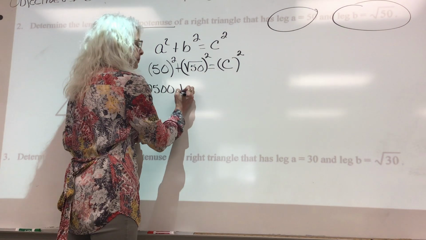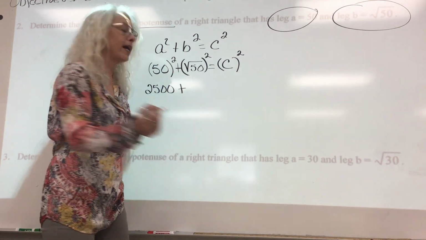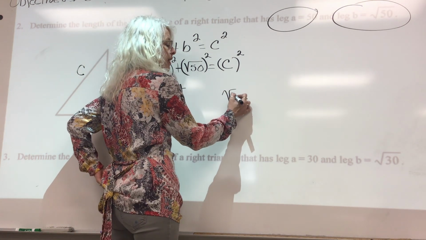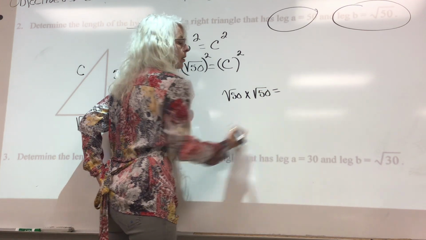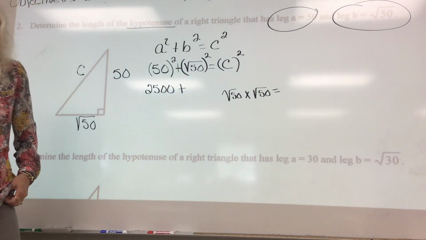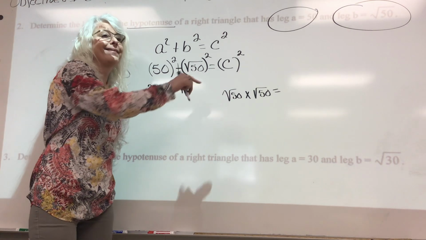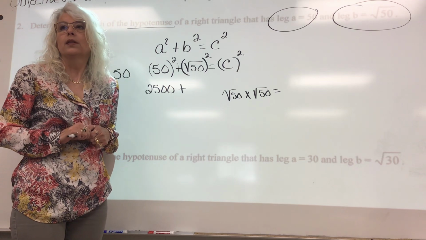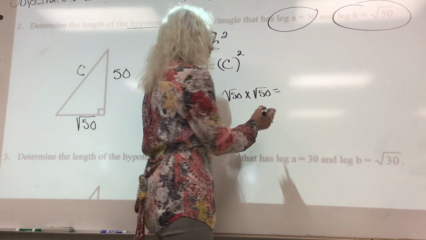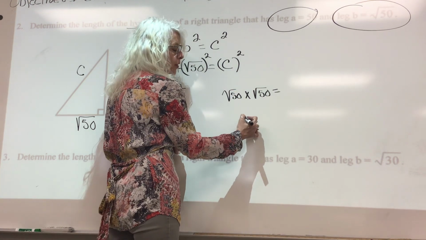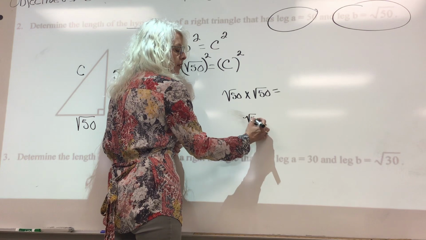Plus the square root of 50. So you can do this one of two ways. You can do the square root of 50 times the square root of 50. Put that in your calculator. Make sure you're closing your parentheses. So what is the square root of 50 times the square root of 50, everybody? 50.